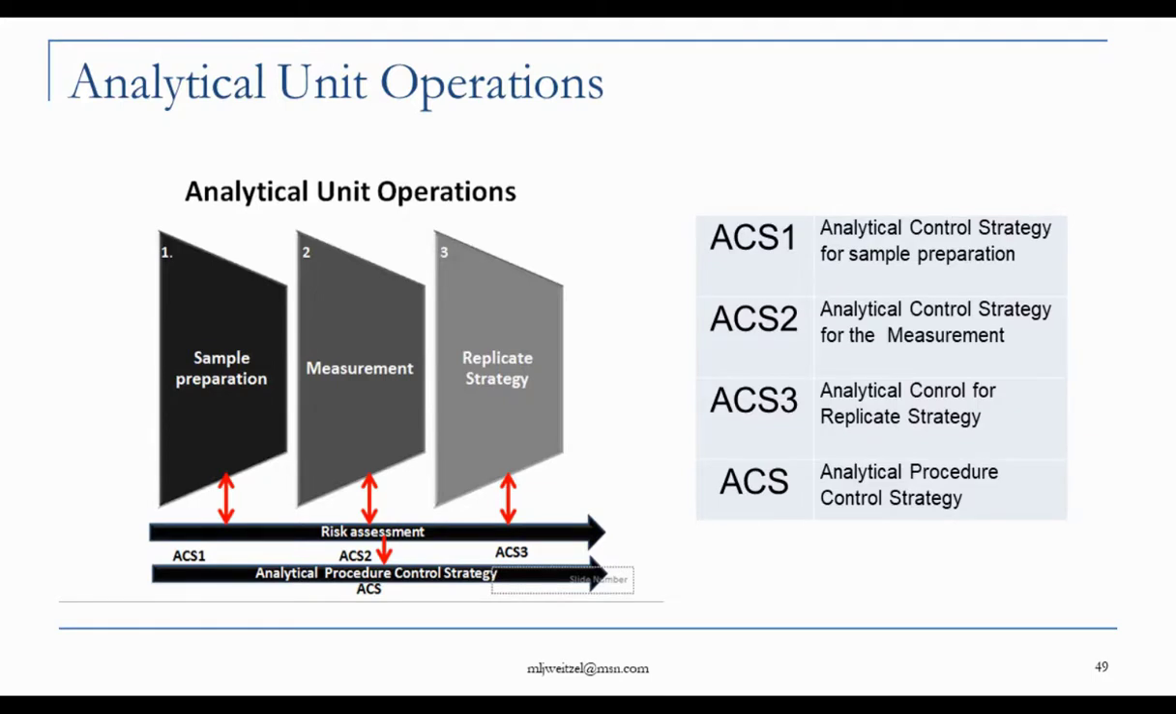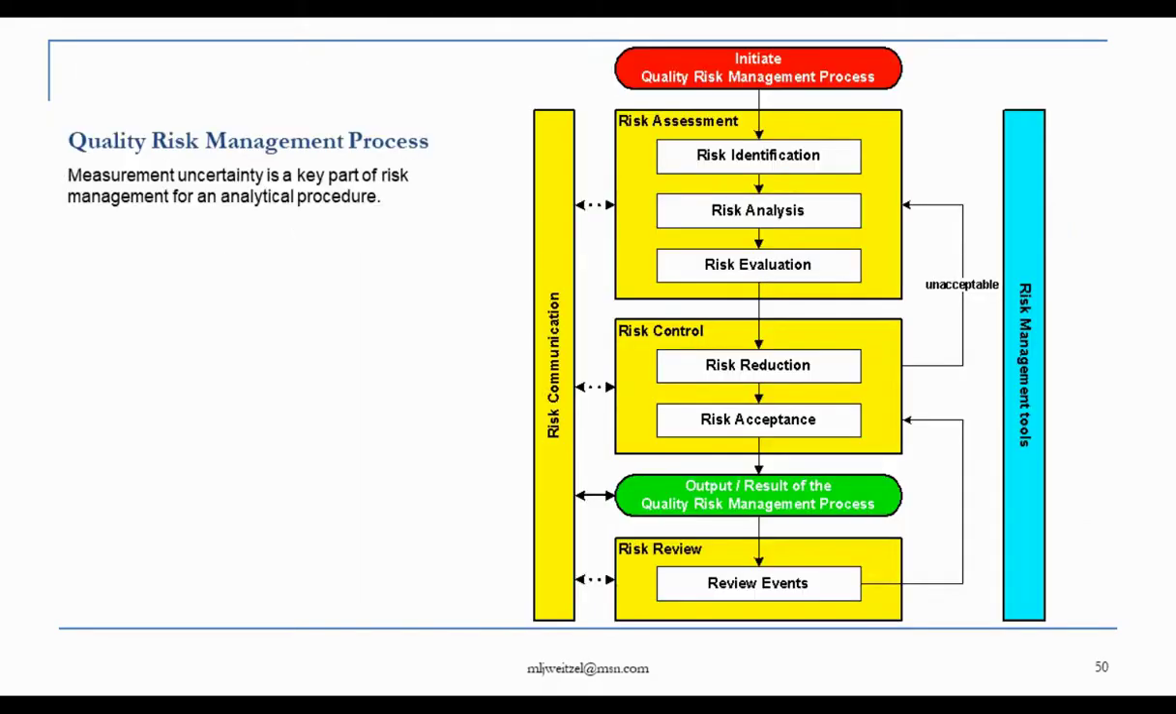So looking at the analytical process with its units, sample prep, measurement, replicate strategy, you can come up with control strategies for each of these, as we did, that sample prep. The measurements, are you going to do 1 or 2 injections for your replicate strategy? And you can develop your control strategy. So finally, that quality risk management process, all these requirements, this is a standard risk management chart. For an analytical procedure, you can use the evaluation and use of measurement uncertainty to meet the requirements of this. Identification of uncertainty components, determining what that impact is, and looking what you're going to do, and how are you going to reduce that with your analytical control strategy.